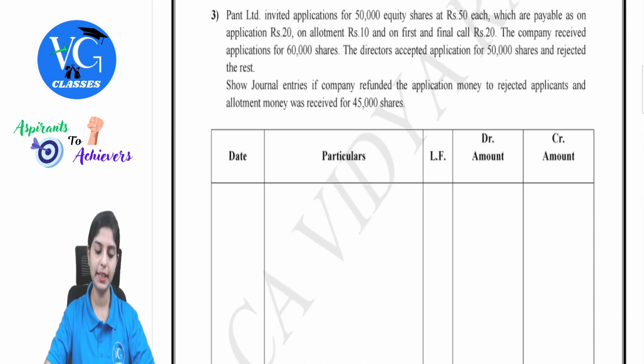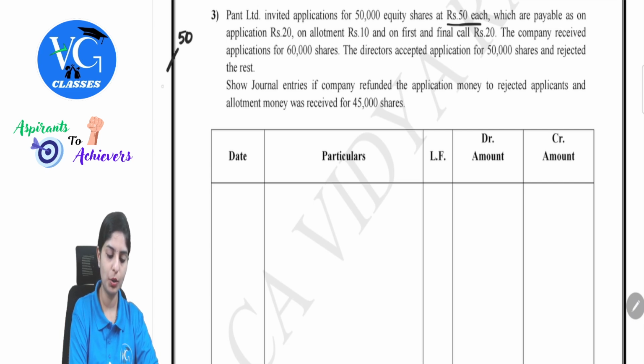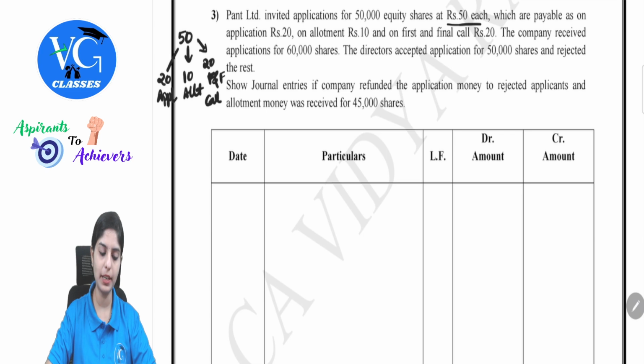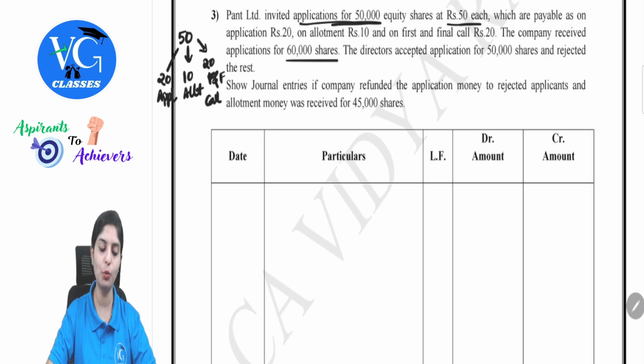Question. Pant Limited invited applications for 50,000 equity shares at rupees 50 each, which are payable as: on application 20, on allotment 10, and on first and final call 20. The company received applications for 60,000 shares. The number of shares invited for application is 50,000. The balance is 60,000. So the company has received oversubscription.